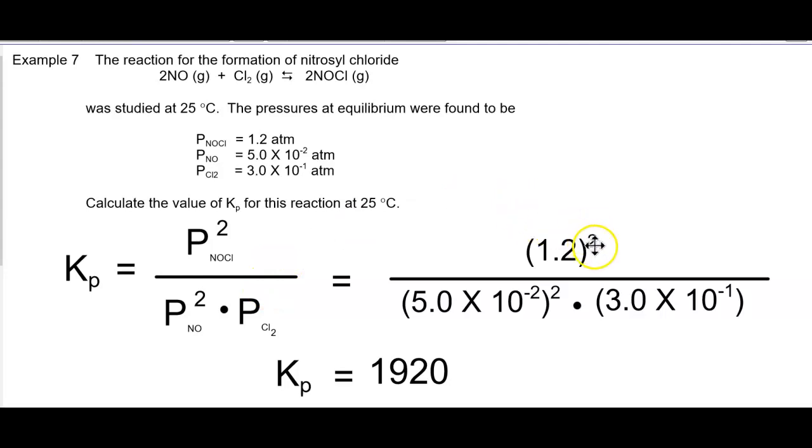Plug in our values of pressure, okay? 1.2, that's what I had for here, atmospheres squared. Go through this and I get this value, and it's Kp because I plugged in pressure values.